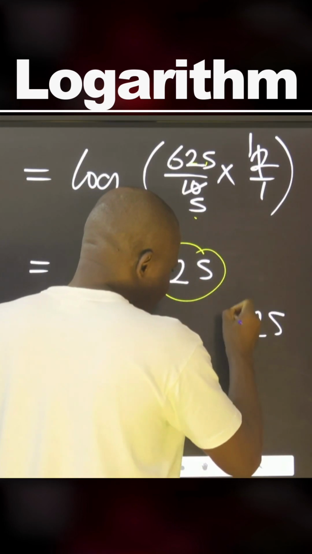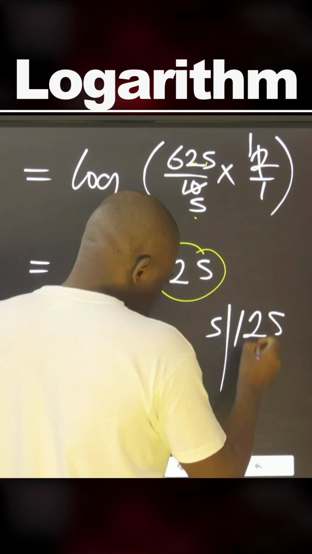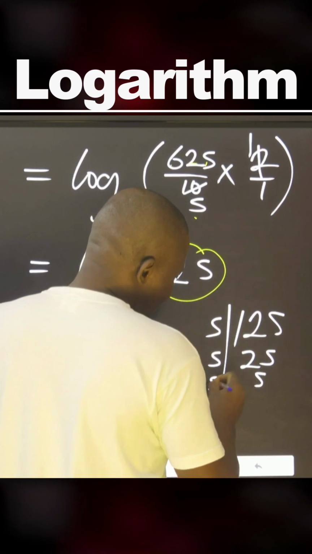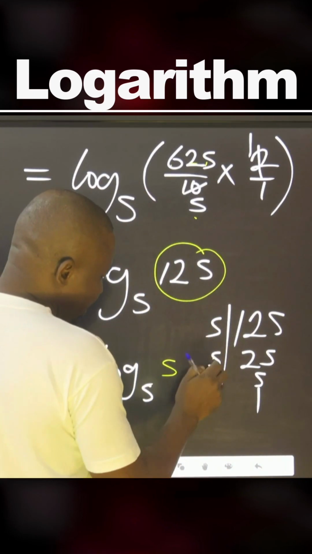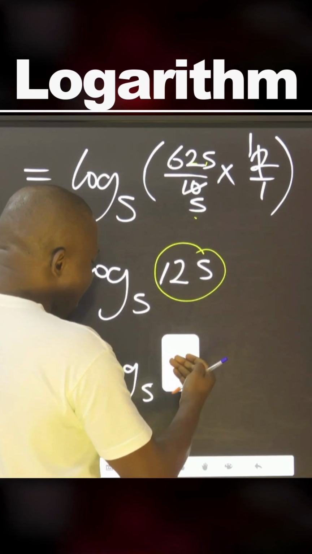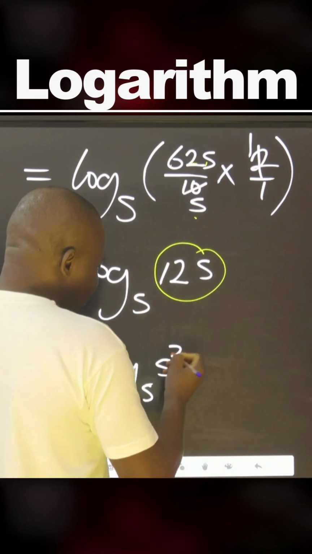If you look at this, say 5 divided by this, you have 25. 5 here, you have 5. 5 here, you have 1. That is 1, 2, 3. 5 raised to the power 3. Okay? So it means I can replace this with 5 raised to the power 3.